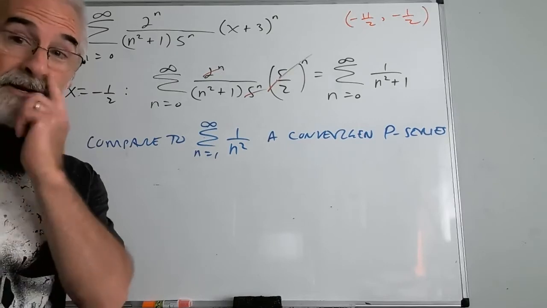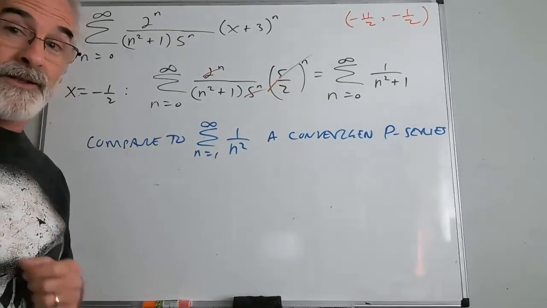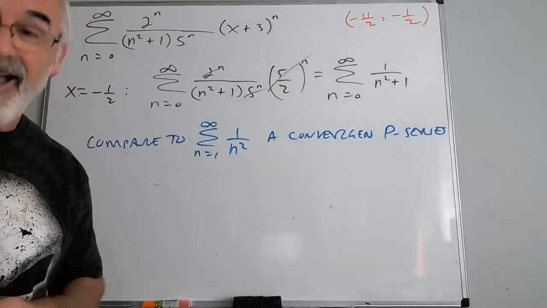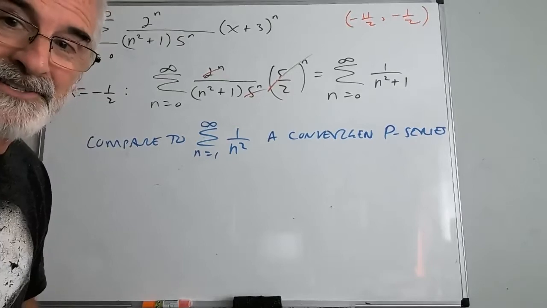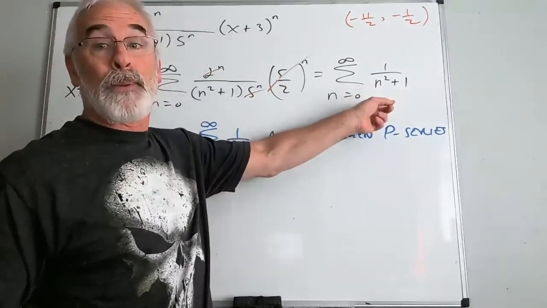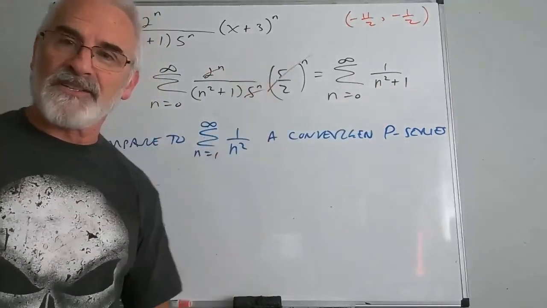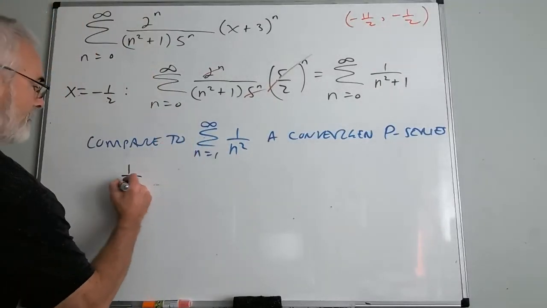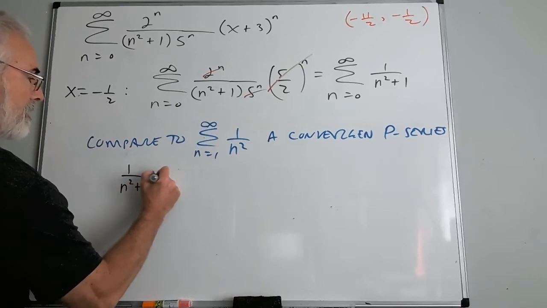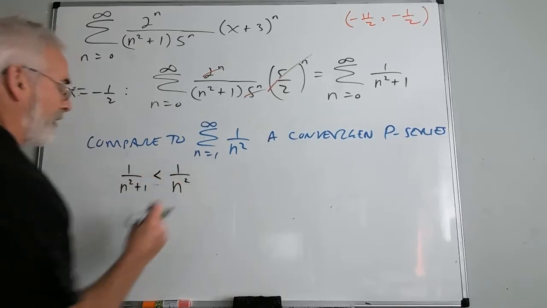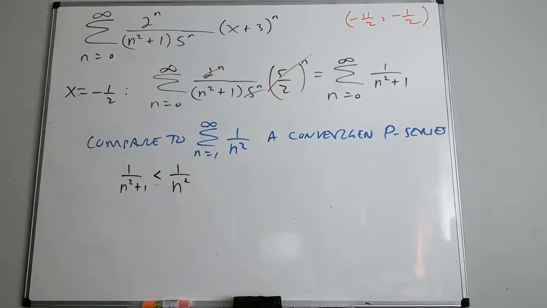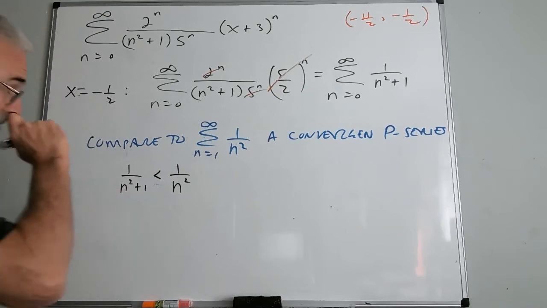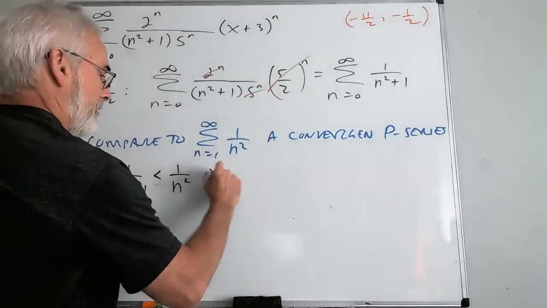Yes, limit comparison is correct. Is there one that's actually less work? Direct comparison. I can do a direct comparison this time because that denominator is bigger. I'm going to do a direct comparison just because we don't do it often enough. Now, true or false? Is this statement true or false? That denominator is bigger. So is this true? True.